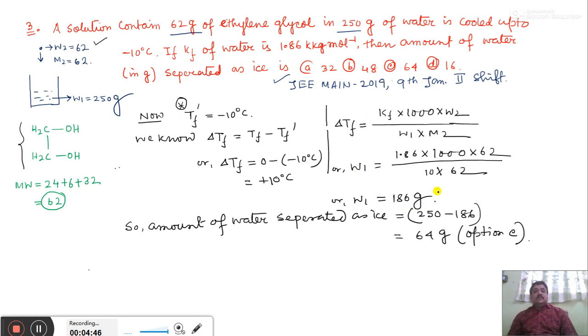That means in this situation 186 gram water is present, but actually we added 250 gram water. Now the rest of the water converts to ice. So the amount of water separated as ice is 64 gram, so it is option C.